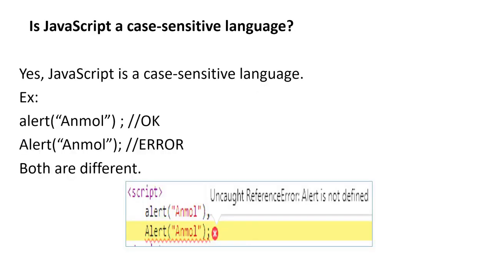Is JavaScript a case sensitive language? Yes, JavaScript is a case sensitive language. So we always write our methods and other things in lowercase. So see the example below. In small letters we write alert, so it gives me proper output. But when we write Alert with a capital A, it gives me an error.